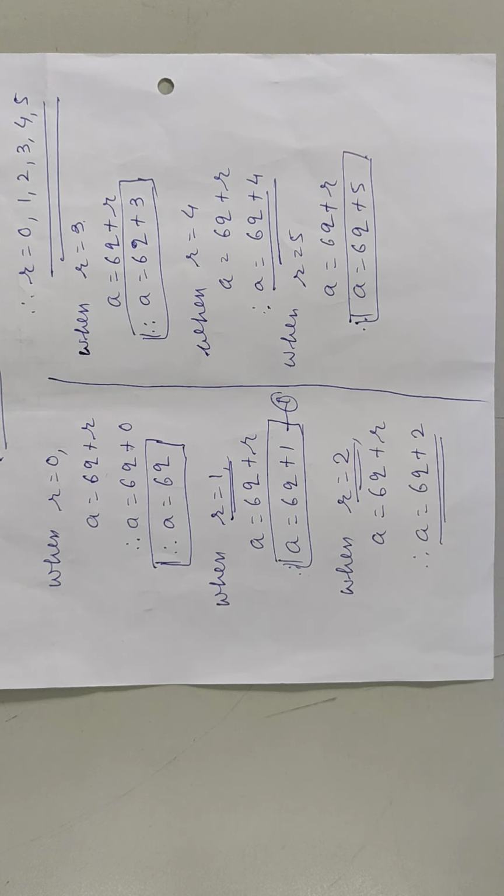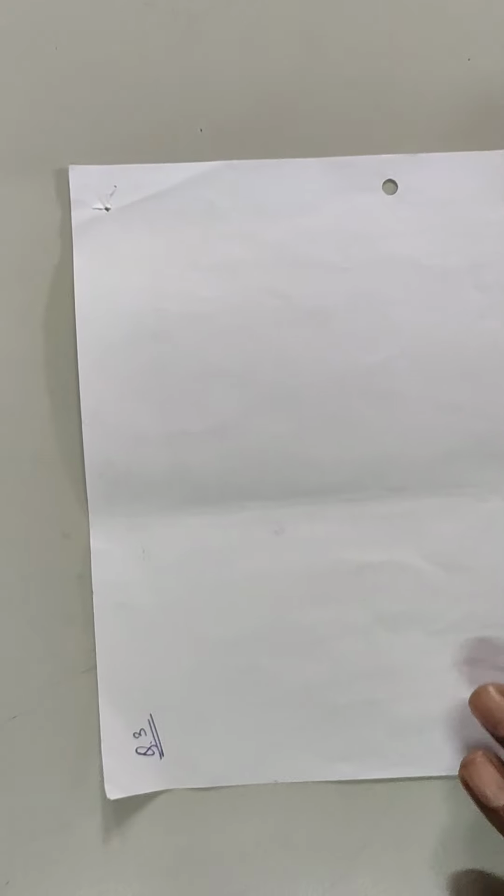Okay, now question number 3. Refer to the third question. You can say that we have to find the maximum number of columns by finding the highest common factor of 616 and 32.